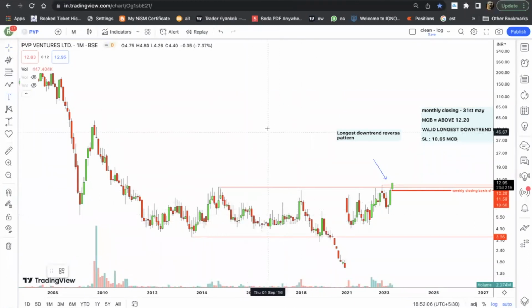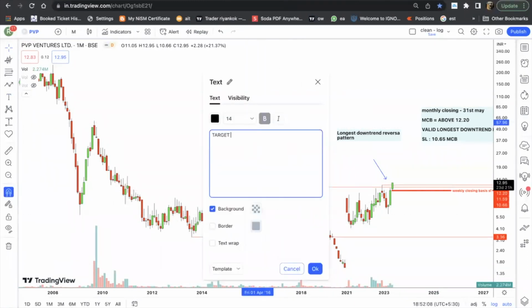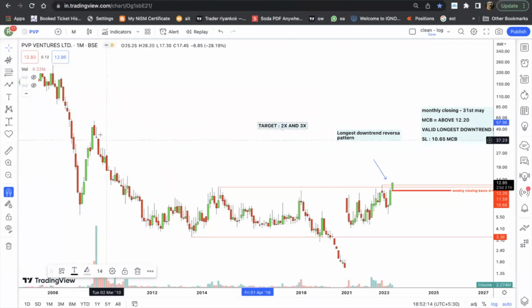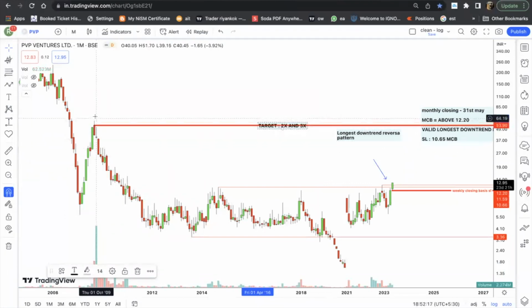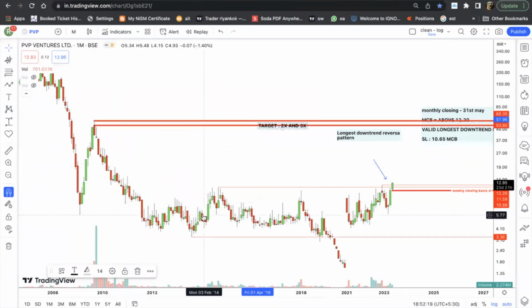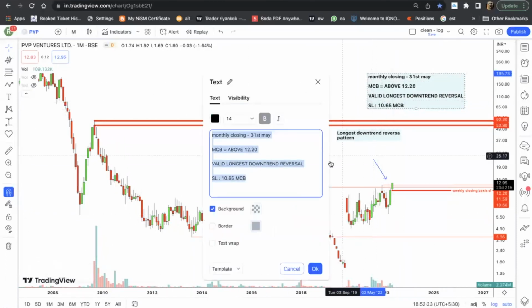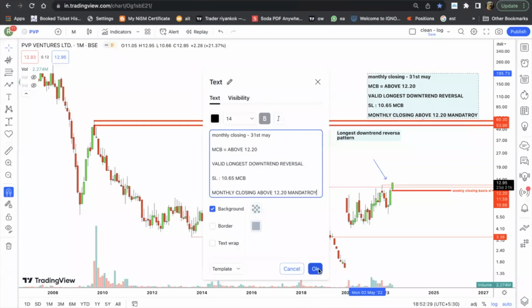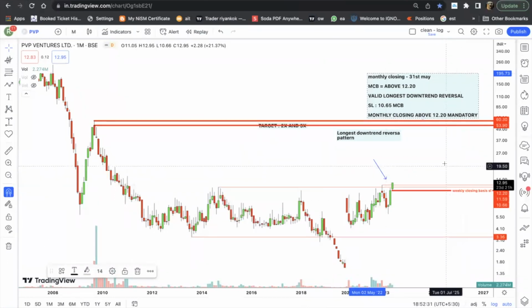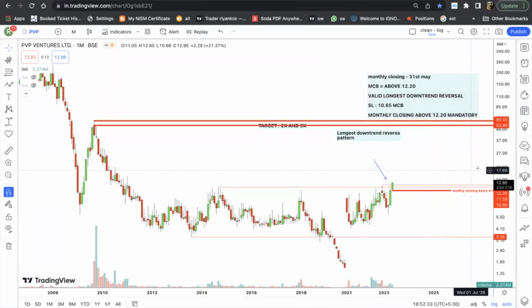Once again, like a general thumb rule, I will just tell you the easier way out: target 2x and 3x. Okay, even though I feel this stock has the potential to go to the levels of 53 and 60, if and only if we get a monthly closing above 1220. It is mandatory. Okay, this is really mandatory above 1220. Okay, so this is just one stock on my radar, which is PVP Ventures.